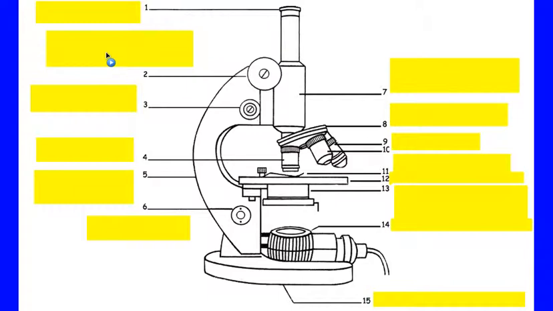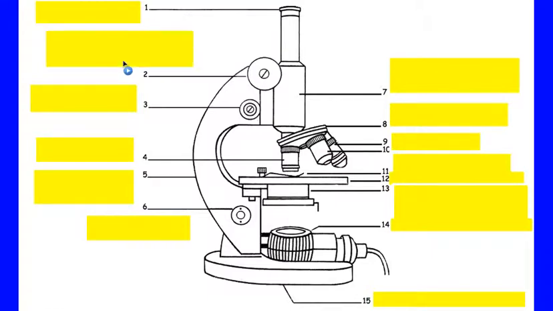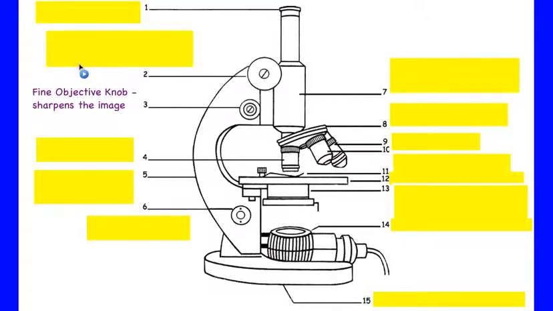Our second part, number 2, is called the coarse objective knob. That's the big one. And its job is to move the stage up and down to focus our image. Number 3, the smaller dial, is called the fine objective knob, and its function is to sharpen the image. Be careful not to mix up the coarse objective with the fine objective. Focusing is not the same thing as sharpening, so be careful with that.